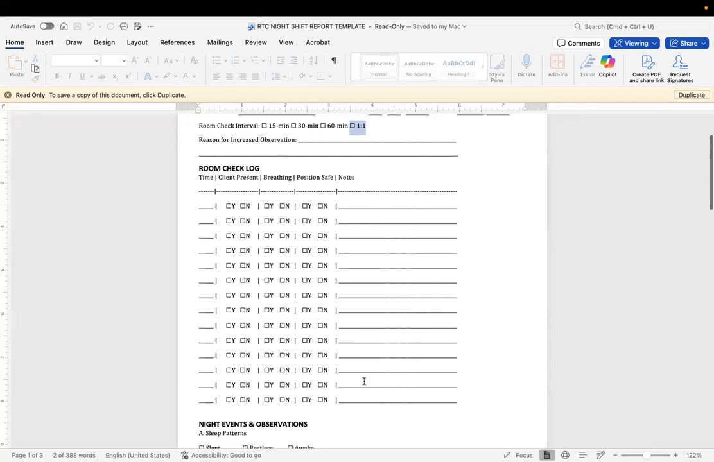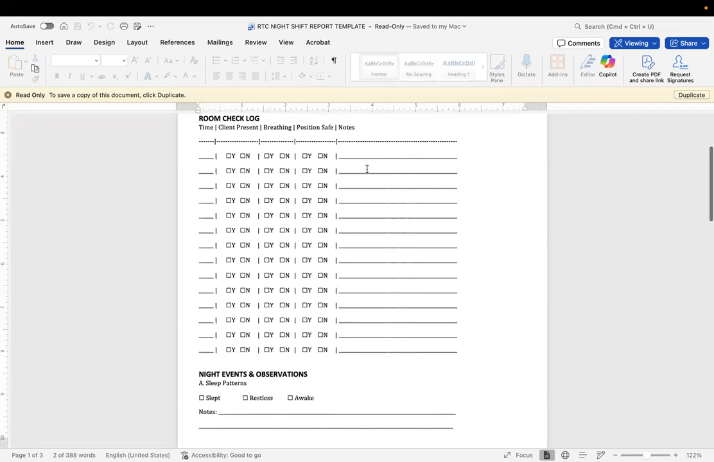Especially if somebody's sleeping through the night, I like to put over here, client is snoring and will continue to monitor. I like to just put that through here so that I can just keep coming back to it.